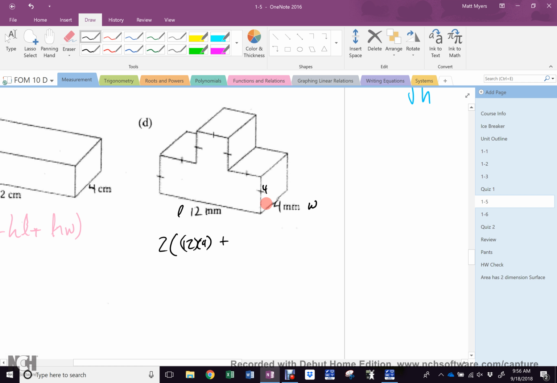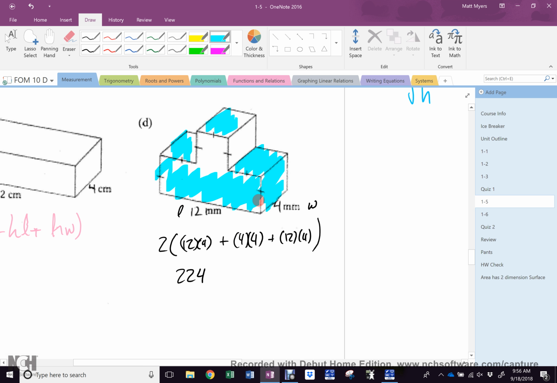So 12 by 4 covers the bottom. 4 by 4 covers the side. Plus 12 by 4 covers the top. Yes? 12 by 4 is 48. Plus 48 is 96. Plus 16 is 112. Times 2 is 224. Everybody cool? And that is the whole bottom. What did I just find? I found all of that.